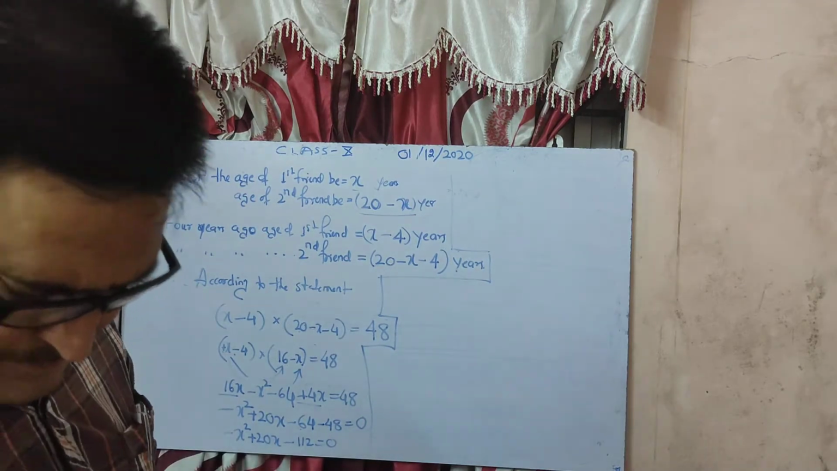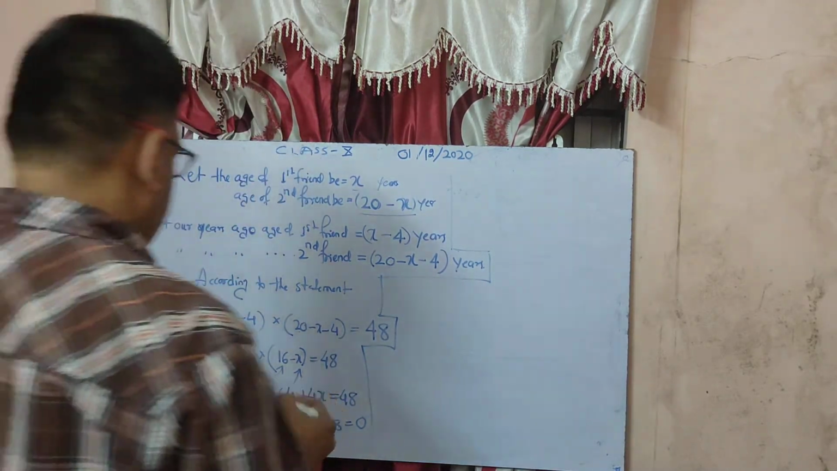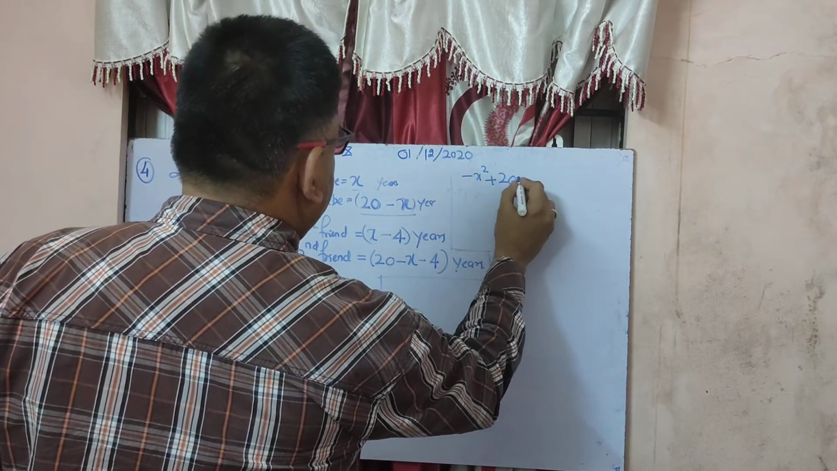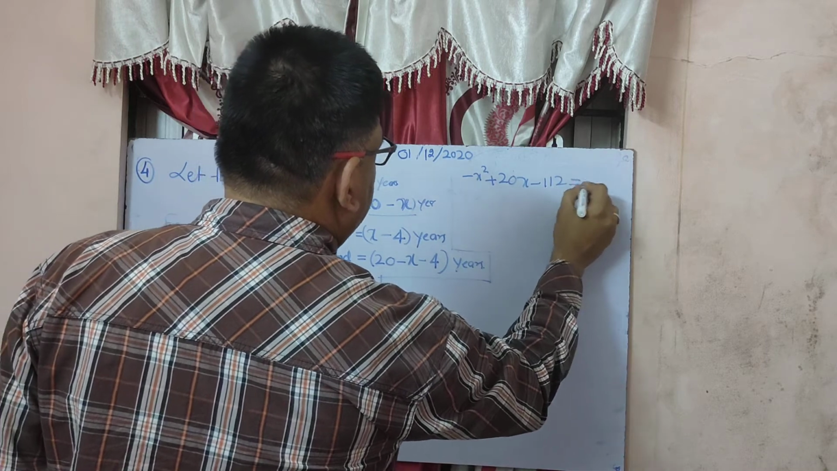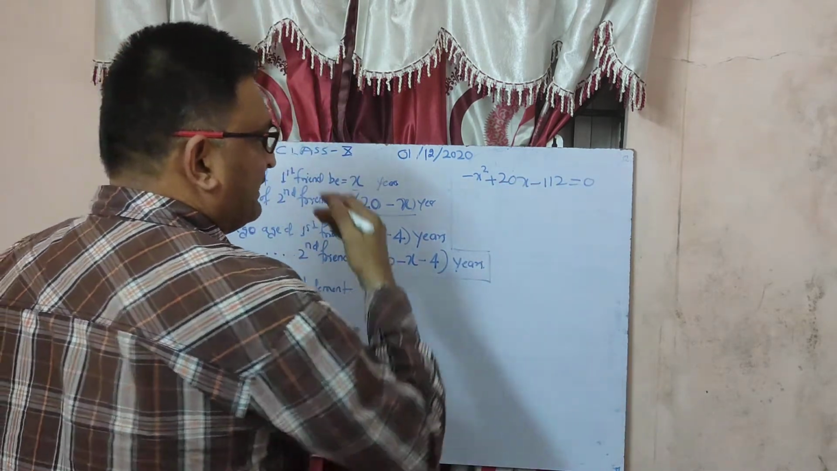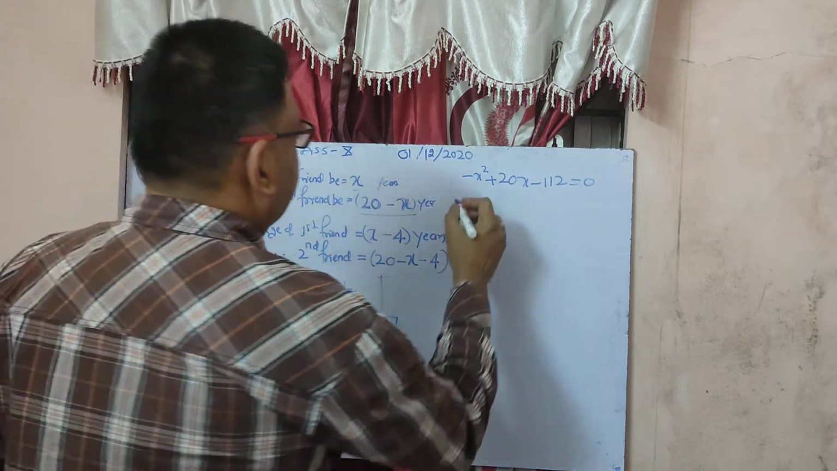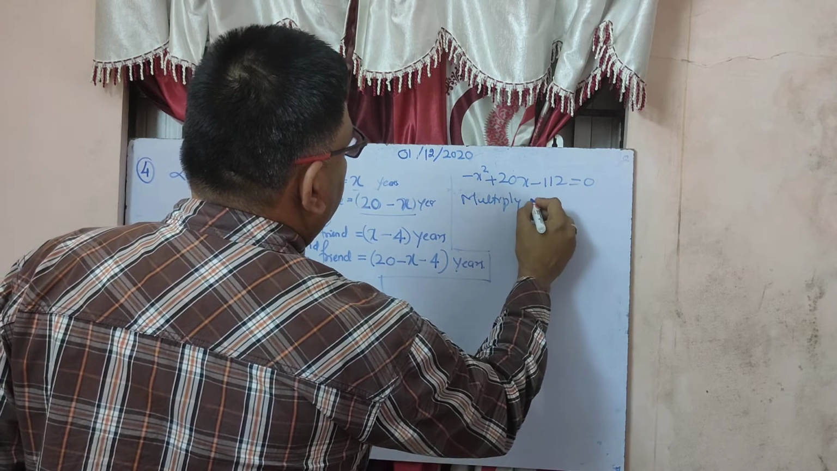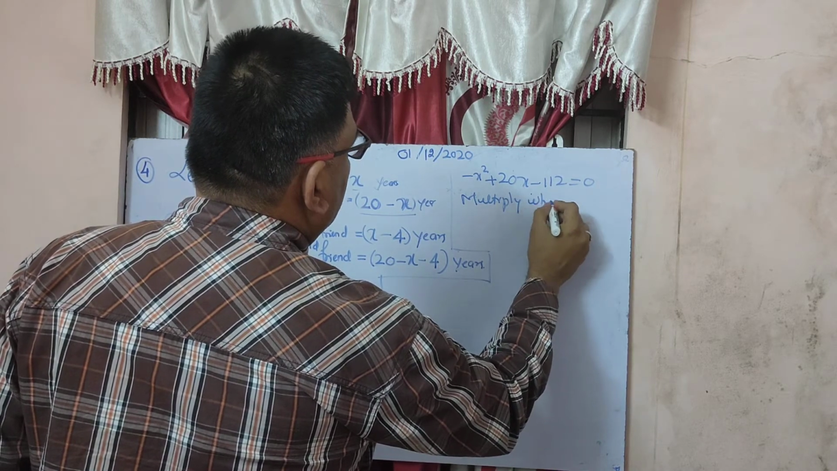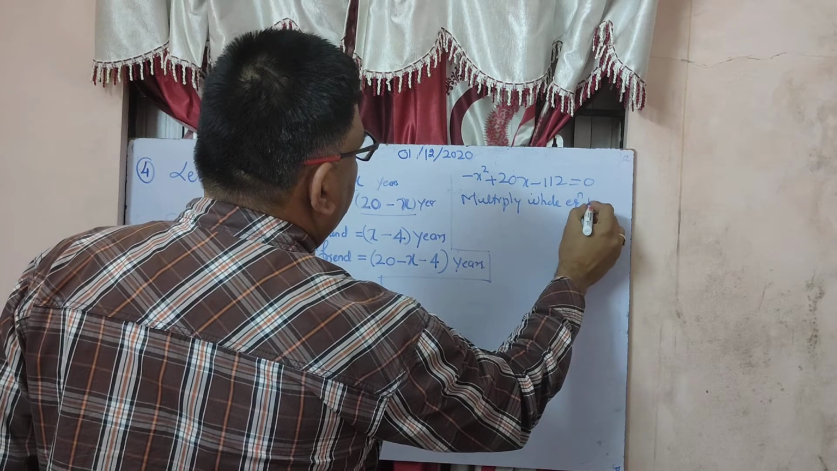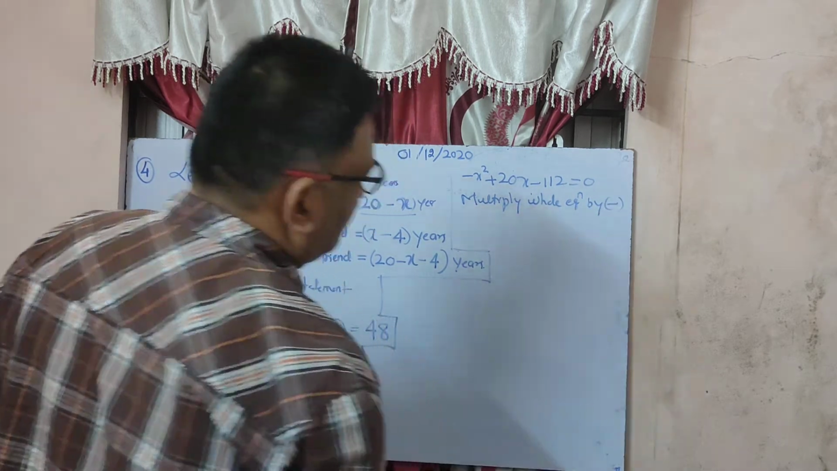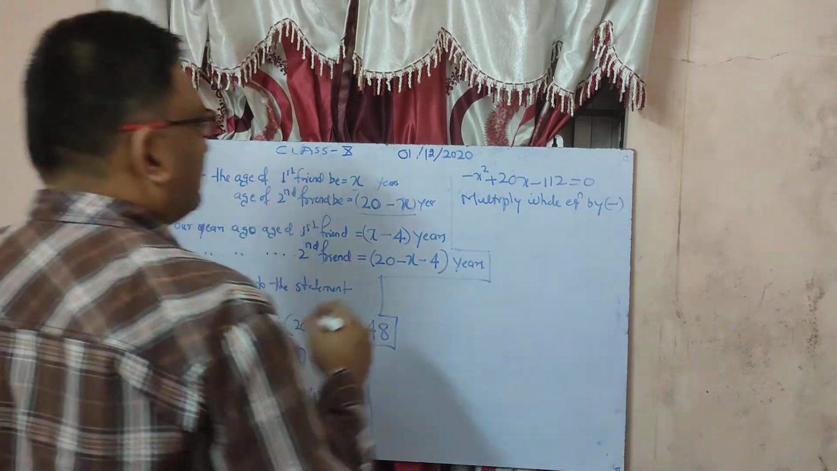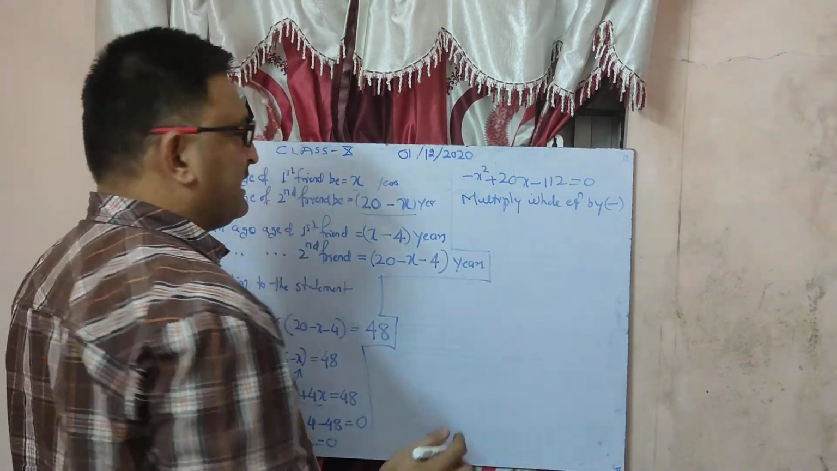Okay. Now, so minus x square plus 20x minus 112 is there. So remove this minus, multiply the whole equation by minus sign. You can write: multiply whole equation by negative. Without writing also you can write the answer, but it is better if you write multiply whole equation by negative sign.